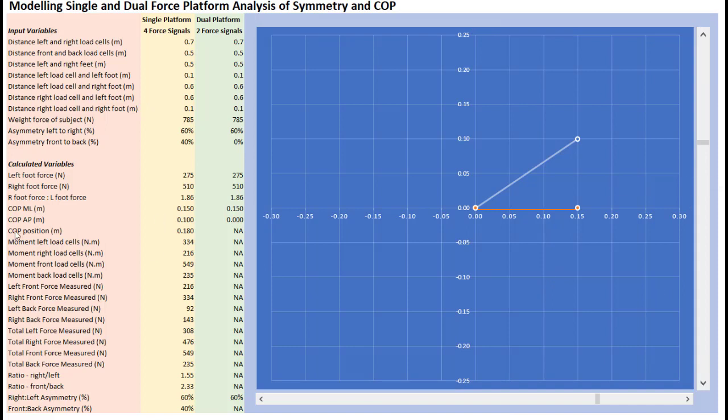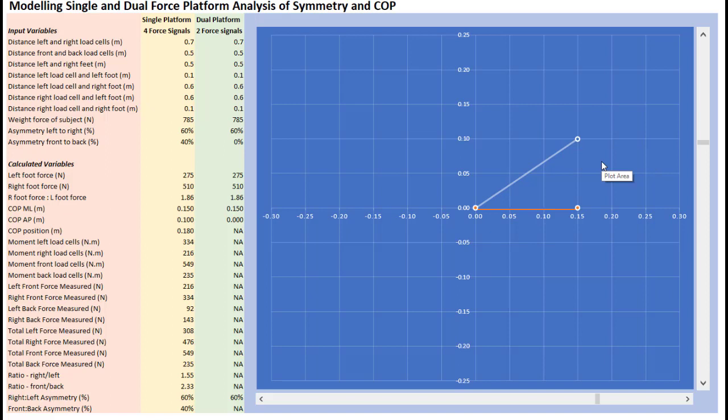So this is reflected here in the actual center of pressure location in the anterior posterior plane. We can see it's 0.1 of a meter here, but the dual plate system is unable to measure this, so it records as 0. And then also with this data, with the single force plate system, we can actually determine the displacement of the center of pressure relative to the origin at 0.18 of a meter. So that is the distance from the midpoint of the platform to the center of pressure.